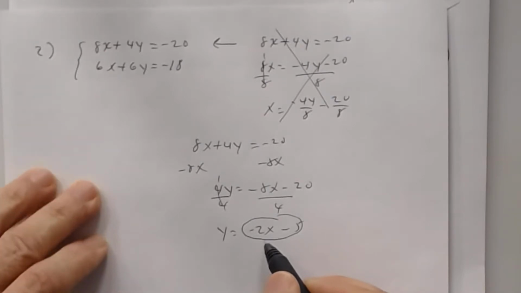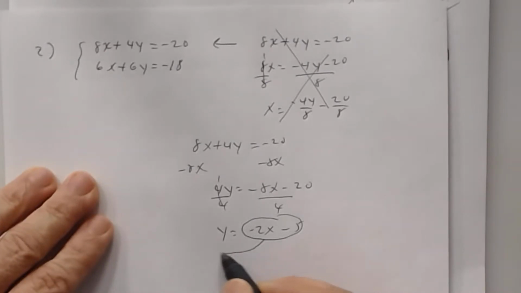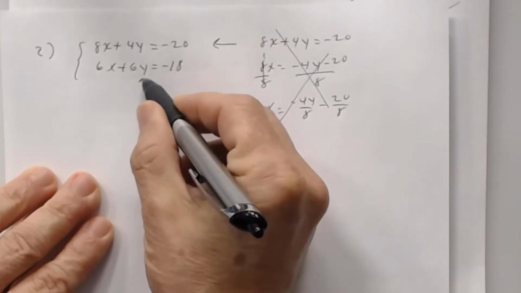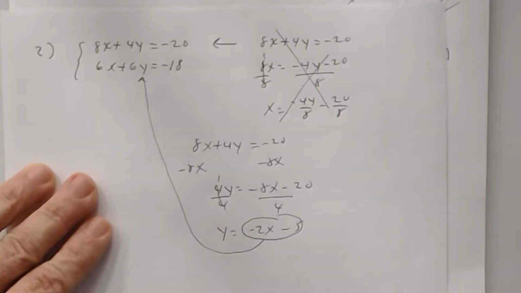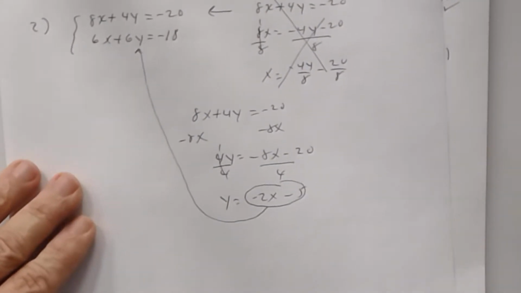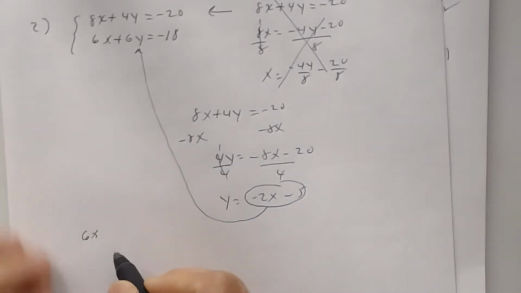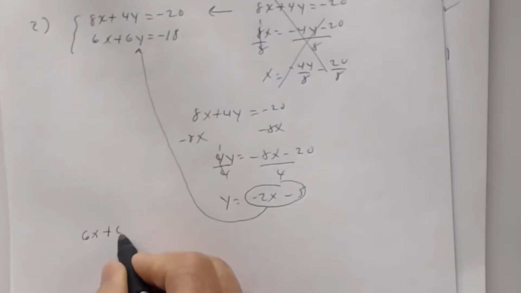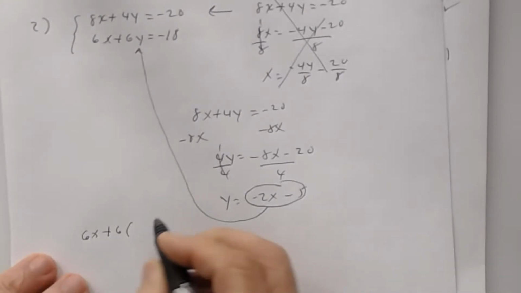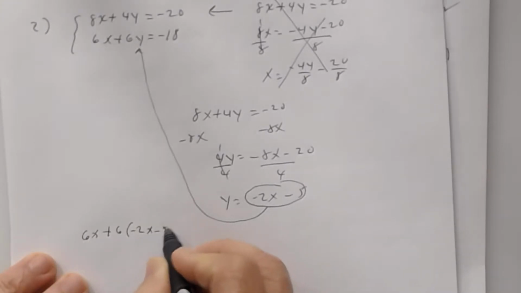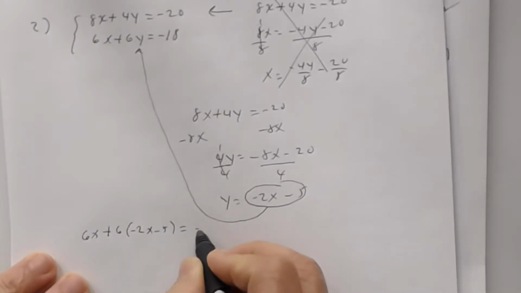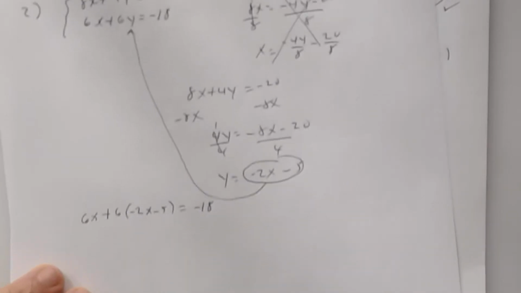Substitute into the second equation in place of what variable? Y. So I go here, and in place of y, I'm going to substitute negative 2x minus 5. So I get 6x plus 6 times y, and what's y? Negative 2x minus 5 equals negative 18.